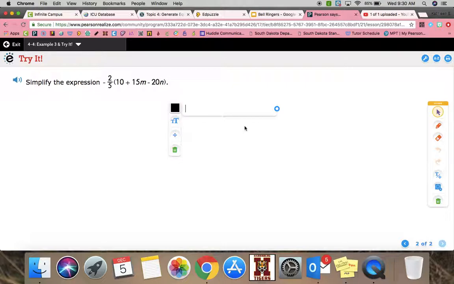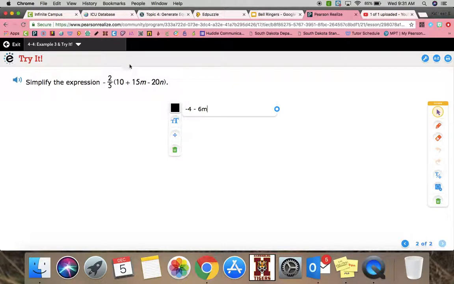So last one here, simplify the expression there. Okay, so we have negative 2/5 times 10, which is going to be negative 4. 10 over 1, so 2 times 10 is 20, over 5, 20 divided by 5 is 4, so we're going to have a negative 4. Then we have a negative times a positive, so I know it's going to be something negative already. Negative 2/5 times 15 over 1. 2 times 15 is 30, divided by 5 is 6, so minus 6m.